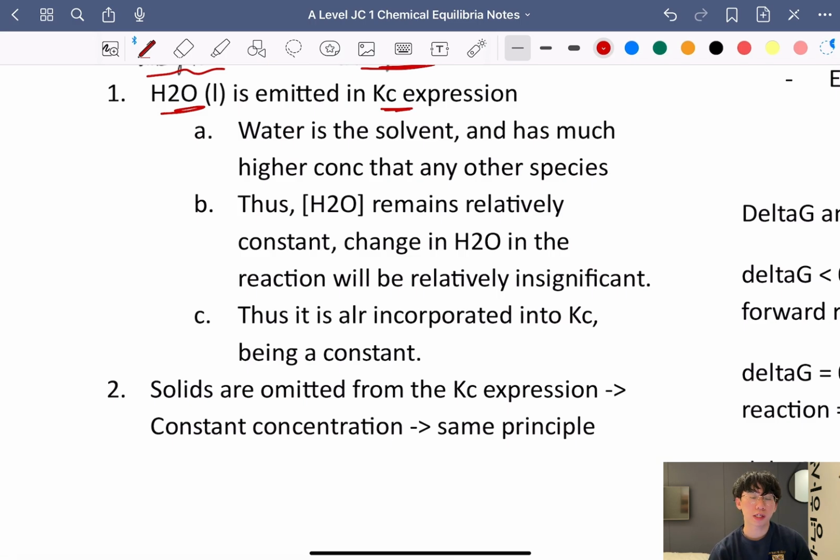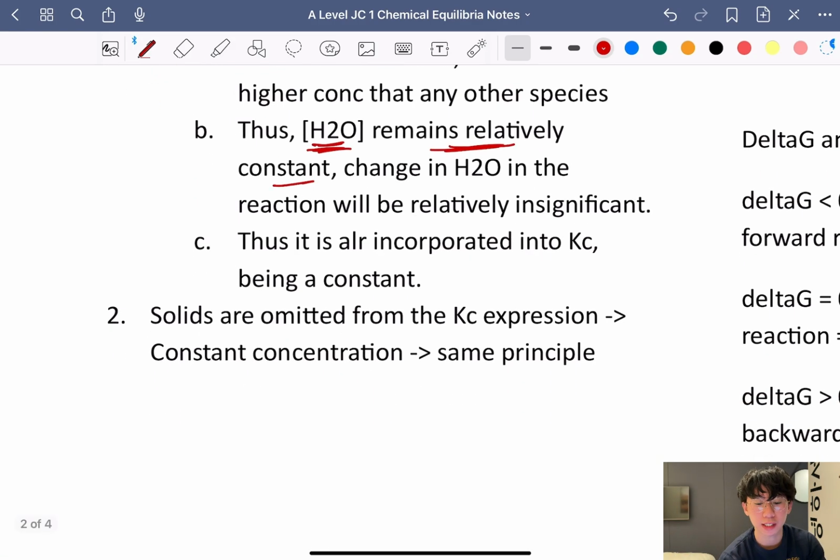And this is mainly because H2O acts as the solvent of the entire medium. And because of that, your concentration of H2O remains relatively constant because it's in so much excess. Imagine being immersed in water. The amount of water molecules is just infinitely greater, I would say. And therefore, a change in H2O is very insignificant. And because of that, the concentration of H2O is relatively constant. And we incorporate this concentration of H2O into the Kc itself because it is a constant as well.